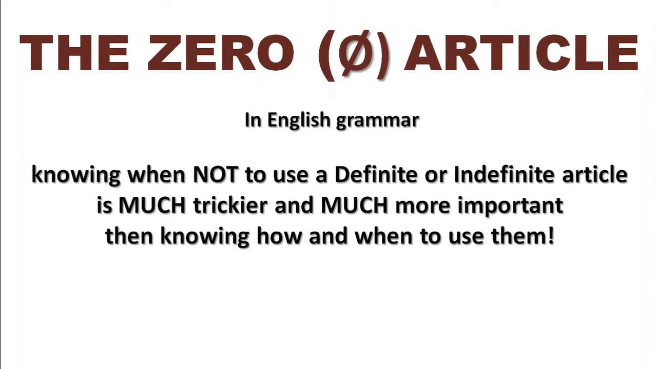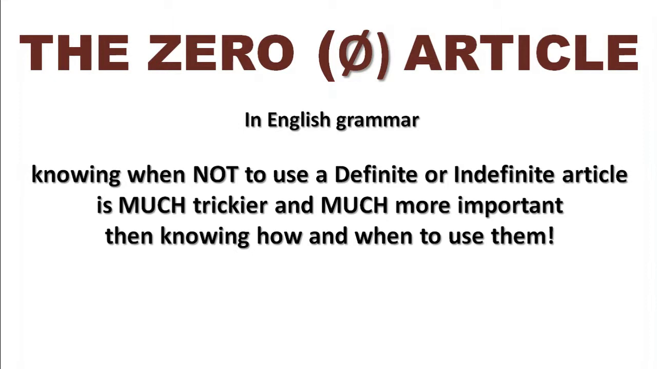In English grammar, knowing when not to use a definite or indefinite article is much trickier and much more important than knowing how and when to use them. When you're using a or an and the, then it's important in terms of getting the structure right and everything else, but by and large, it doesn't change the meaning of a sentence too much. So people will understand what you're trying to say, just that you're struggling with the articles. But with the zero article, it's a bit more complicated.